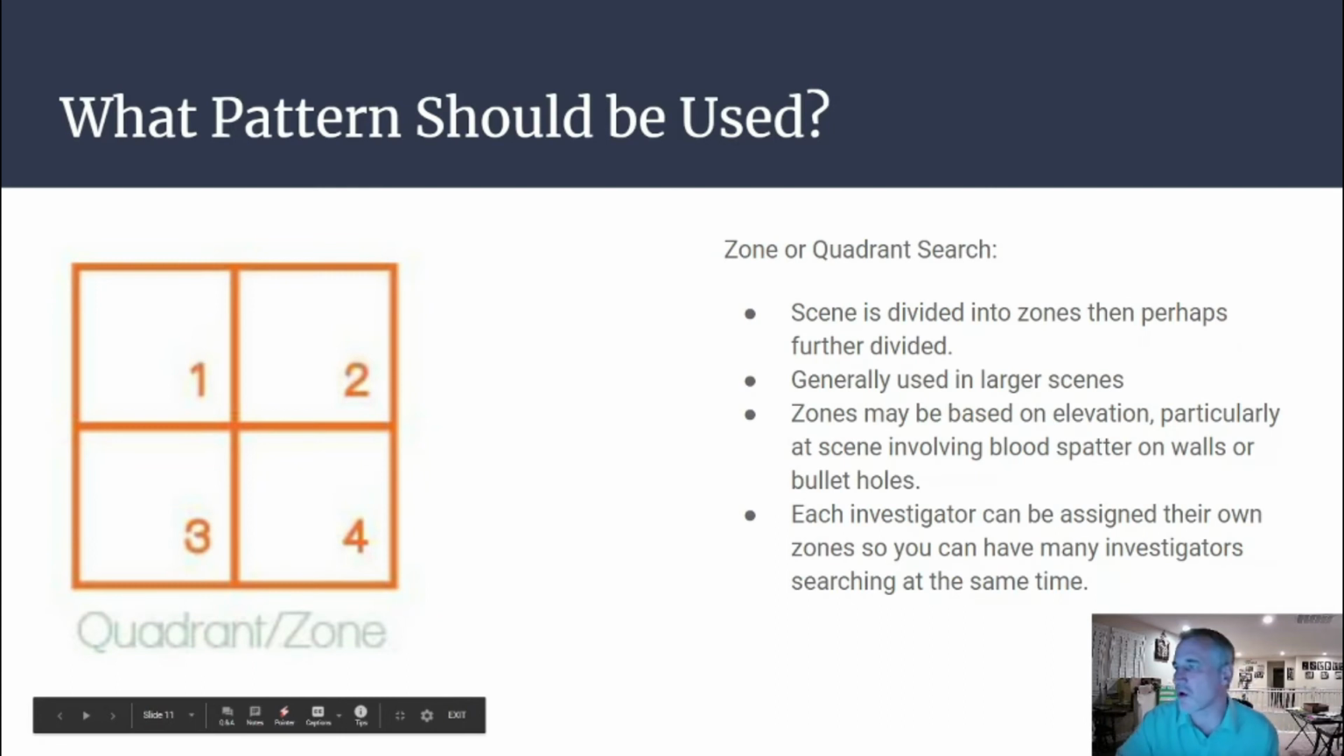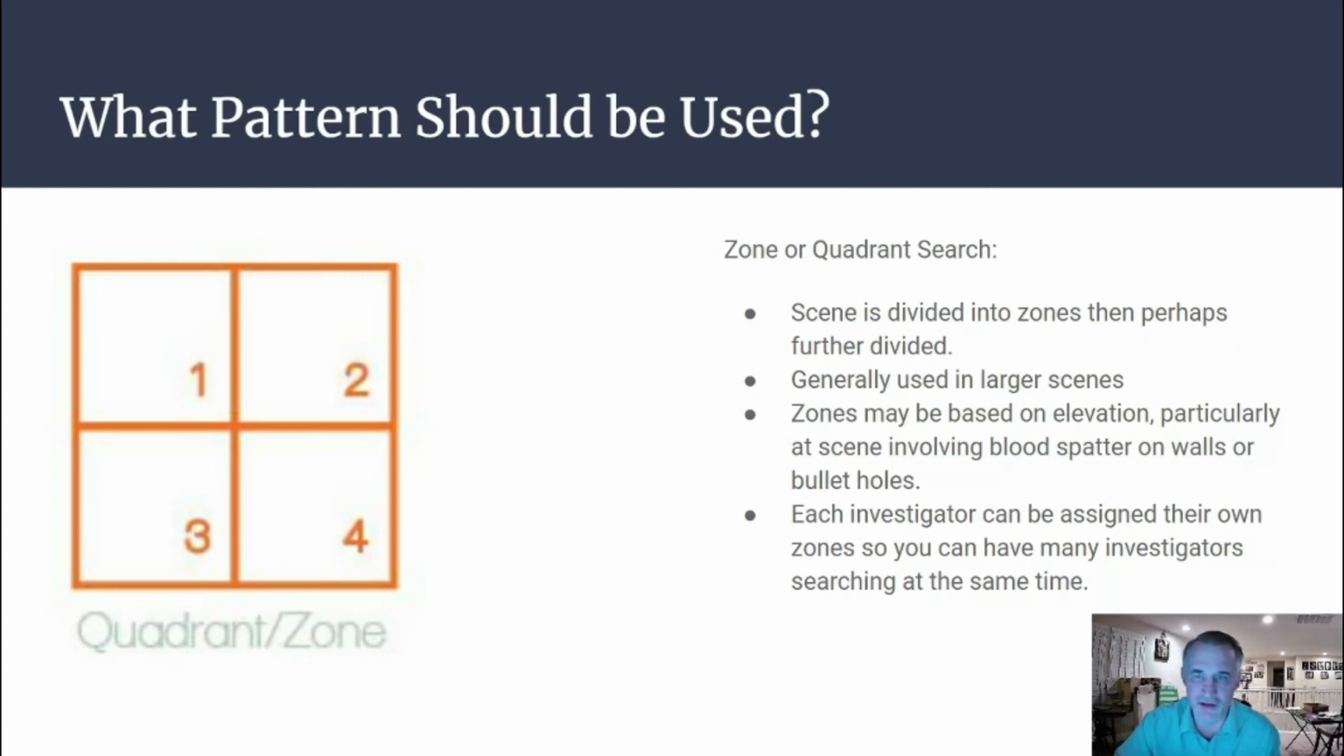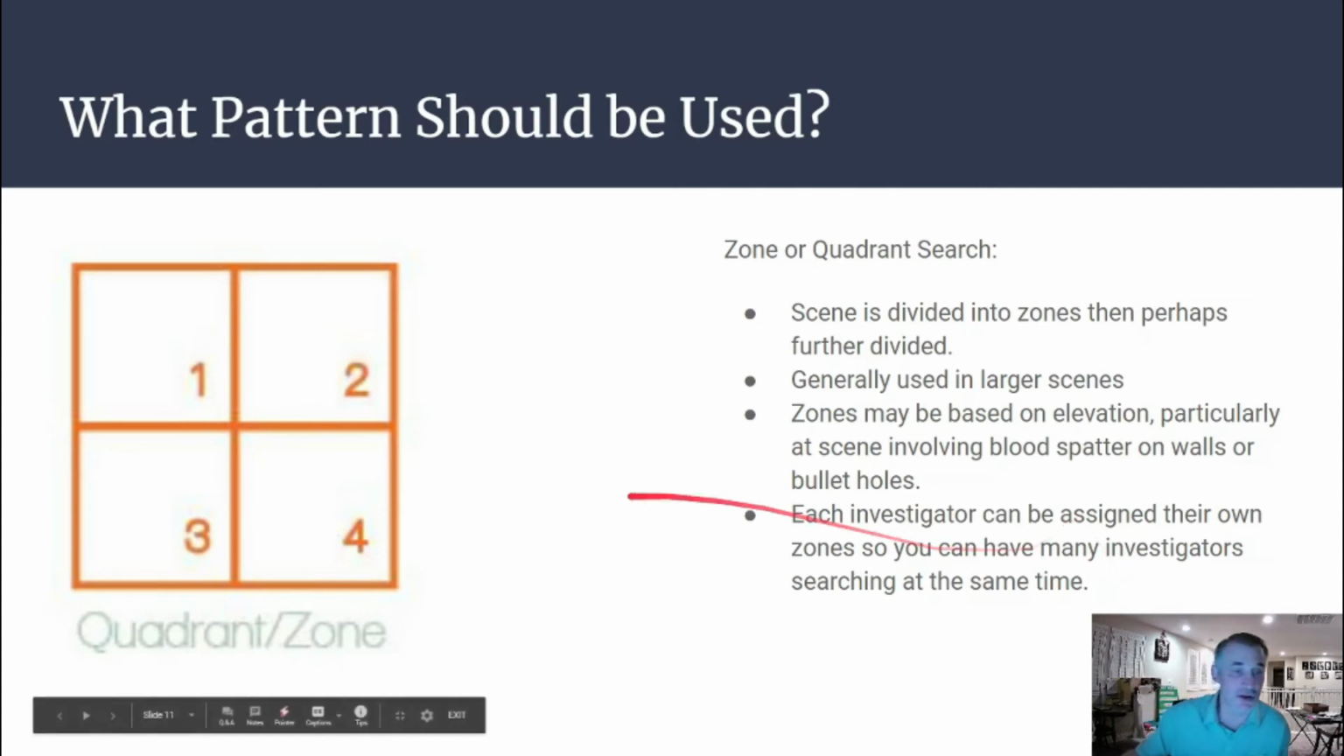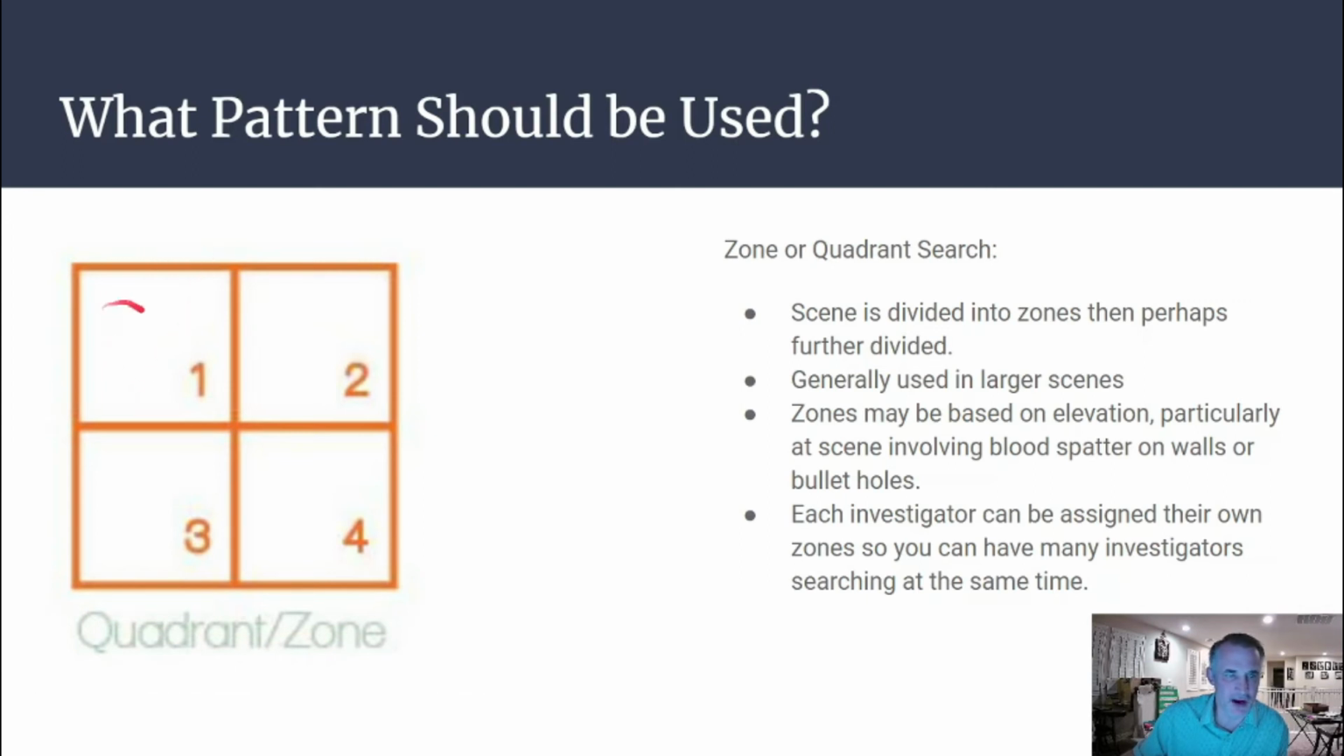The zone or quadrant search, you can call it either one. This is where the scene gets divided into zones and then perhaps even further divided. You could divide the entire scene. This could be a floor plan. This could be a wall as well, as we're going to see. So you might have one investigator looking in zone 1, another investigator looking in zone 2. Not only that, but we can also subdivide these. I could draw another cross here in zone 4 and divide quadrant 4 up into even smaller quadrants, right? And you could do the same thing for each of the zones.